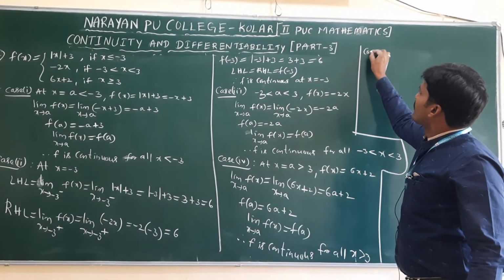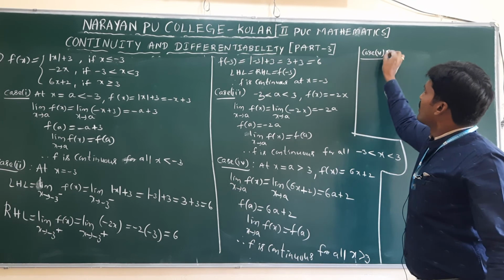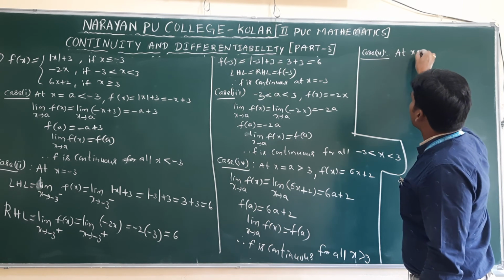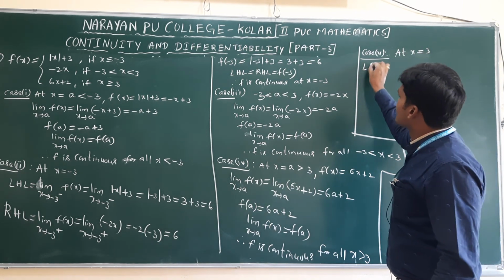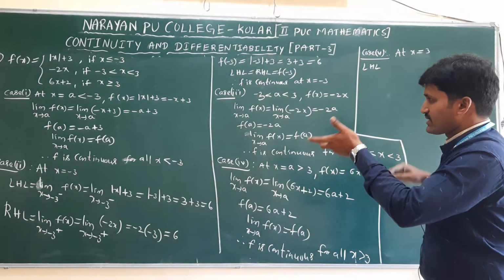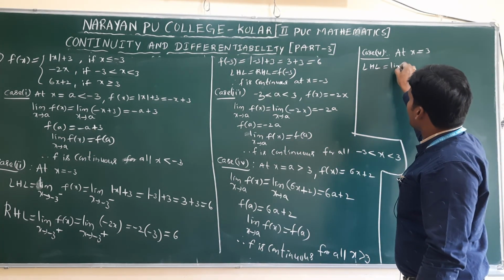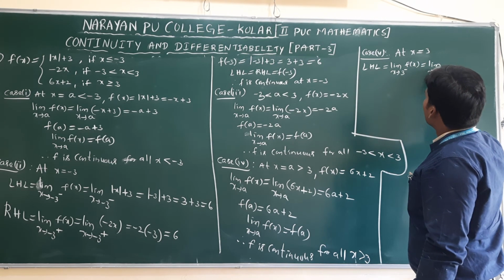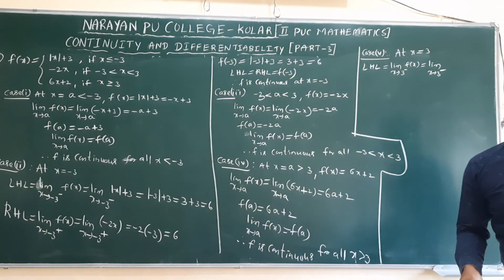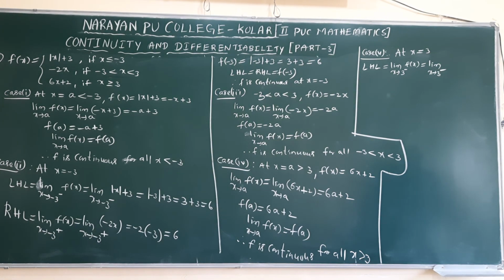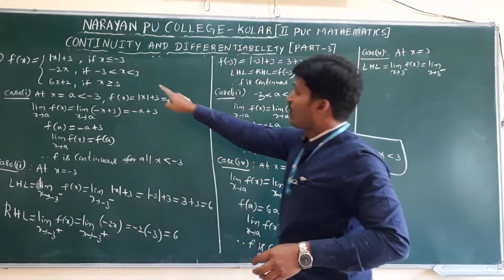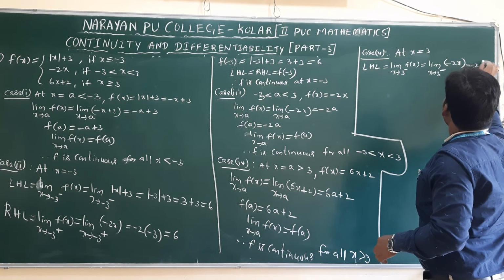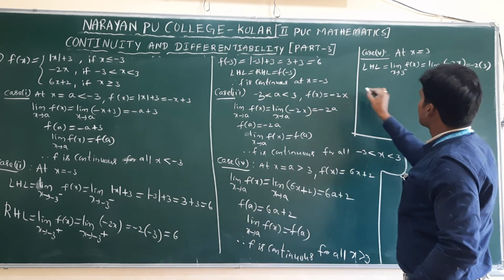Next, case number 5. Now finally, x equal to 3. At 3 we need to check the continuity. So at x equal to 3, checking at the point, we need to use LHL, because x less than 3, x greater than 3, and x equal to 3, 3 values are given. LHL equals limit x tends to 3 minus f of x. 3 minus means x is less than 3. For x less than 3, what is the function? Minus 2x. Substitute the x value in this: minus 2 into 3, that is minus 6.